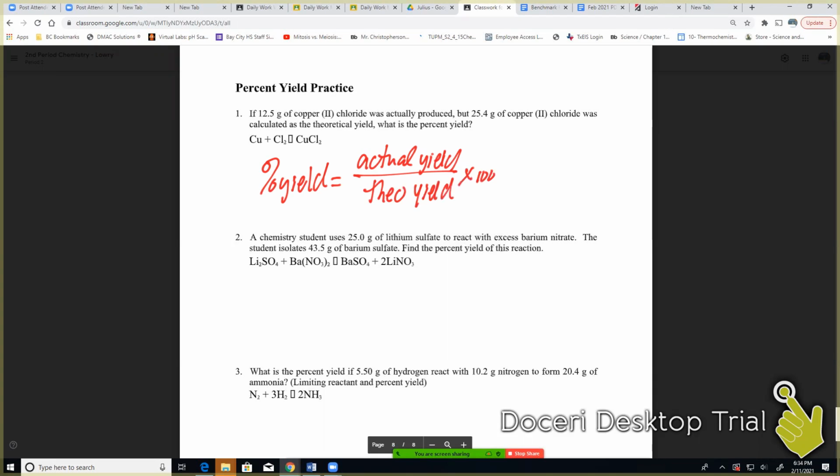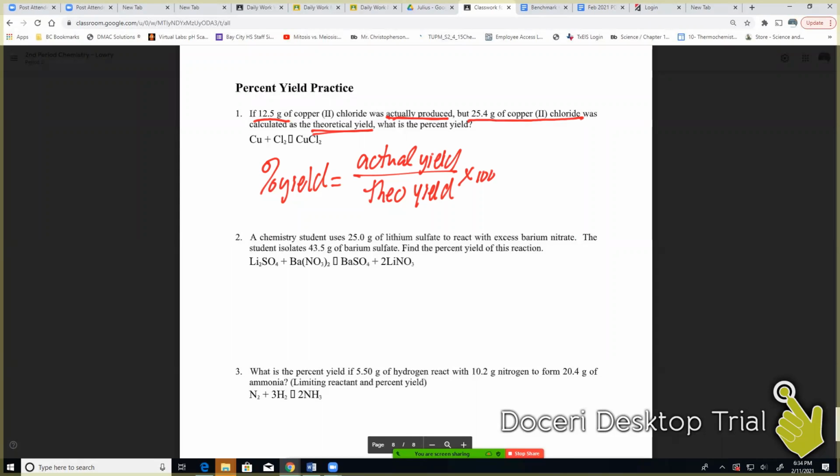times 100. So it says if 12.5 grams of copper chloride was actually produced, so that straight away tells me that's my actual amount. But 12.5 grams of copper chloride was calculated as a theoretical. So they're giving me the theoretical. I'm not having to calculate it. What is the percent yield?